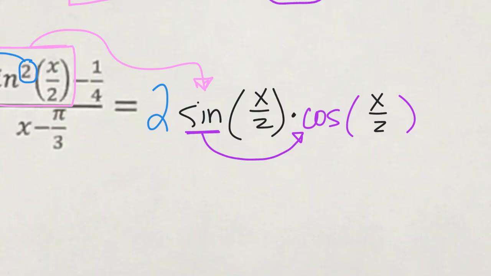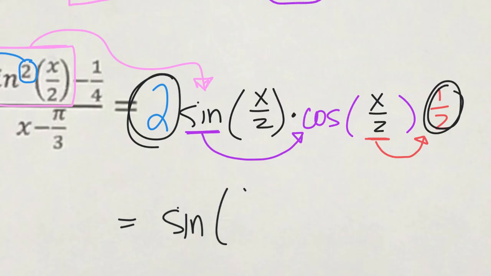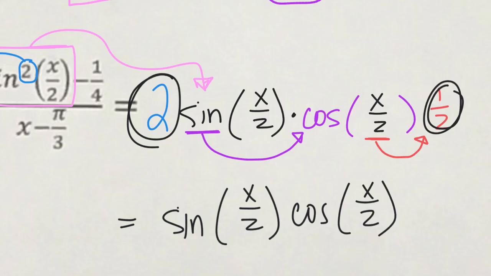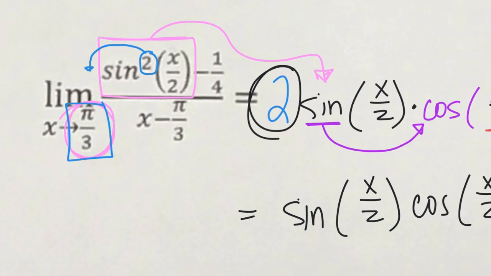Now our last thing to do is take the derivative of half of x. And that's going to be 1/2, right? Because x over 2, the derivative of x is 1, so 1 over 2. Okay, so when we put this all together, we have 2 times 1/2. Well, that's just 1. So it's the sine of half of x times the cosine of half of x. Now I'm going to plug in my pi over 3.